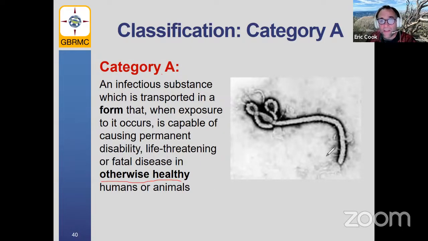So for example, we have SARS-CoV-2. We had the COVID outbreak. SARS-CoV-2, so COVID, has killed millions of people around the world. But SARS-CoV-2 is actually not considered a category A, and that is because in general, SARS-CoV-2 does not kill otherwise healthy humans or animals. It only kills those people who are immunocompromised, elderly, overweight, diabetic, and are not otherwise healthy. So typically category A are limited to the really deadly pathogens that kill most people, even healthy people.